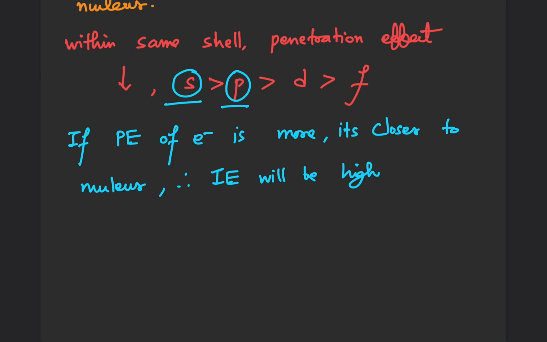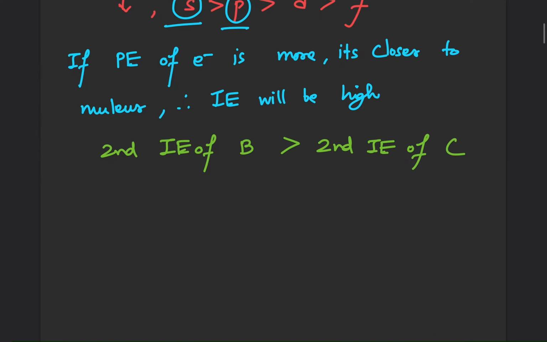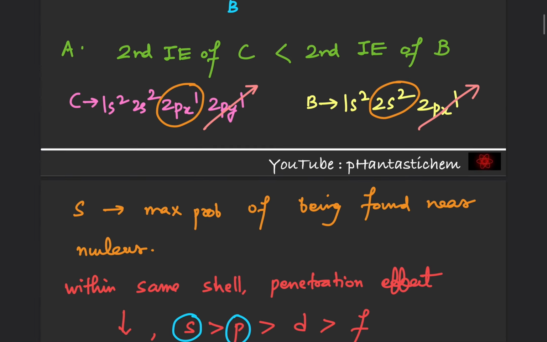So therefore, second ionization energy of boron is more than second ionization energy of carbon, because in the case of boron, we have to knock out an s electron, and in the case of carbon, we have to remove a p electron. As you can see, in the case of carbon, we have to remove a p electron, which has comparatively less penetration effect compared to boron, where we have to knock an electron out from 2s, where the penetration effect is high, it spends more time near the nucleus, and hence more ionization energy is required. So therefore, yes, A is a correct statement.